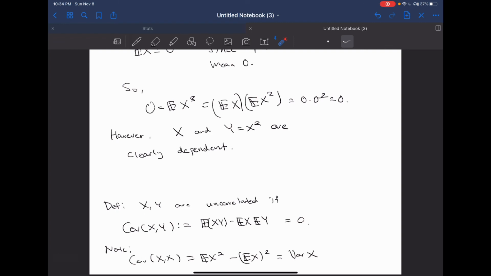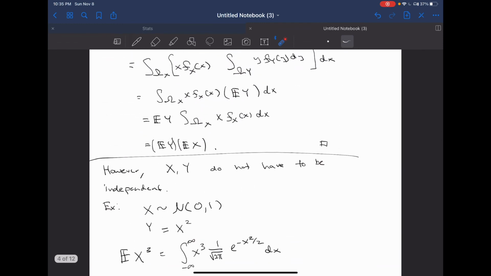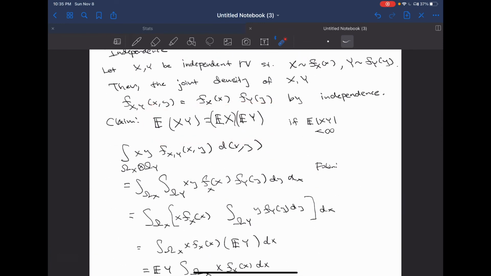However, there's a definition for such random variables. We call x and y uncorrelated if the covariance of x and y is 0. This is the definition of covariance: the covariance of x and y is equal to the expectation of xy minus the expectation of x times the expectation of y. So we call these random variables uncorrelated if the covariance is equal to 0. And you can clearly see that this covariance being 0 is the same statement as the expectation of xy equals the expectation of x times the expectation of y, because we just have to add this to the other side. So for the statement above to hold, we only need that x and y are uncorrelated, not necessarily independent.